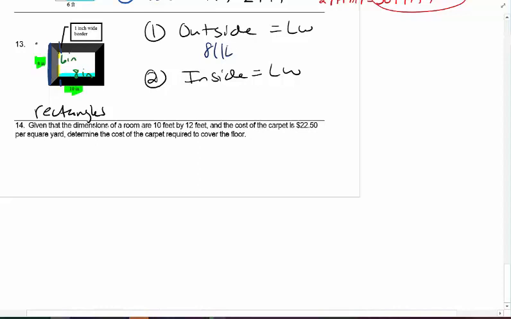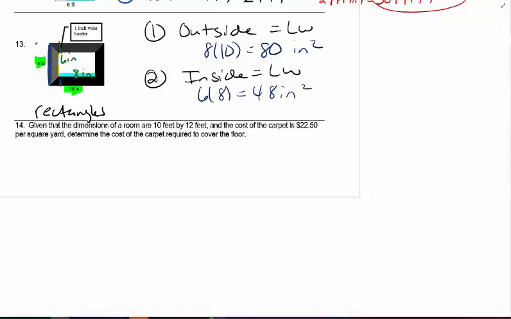So 8 times 10 gives me 80 inches squared. My inside figure was my 6 and my 8, which is 48 inches squared. So now I'm going to subtract those two to find that area difference, okay, because the shaded is what I want for this, which is actually the frame portion of it. So 80 minus 48 gives me an answer of 32 inches squared.